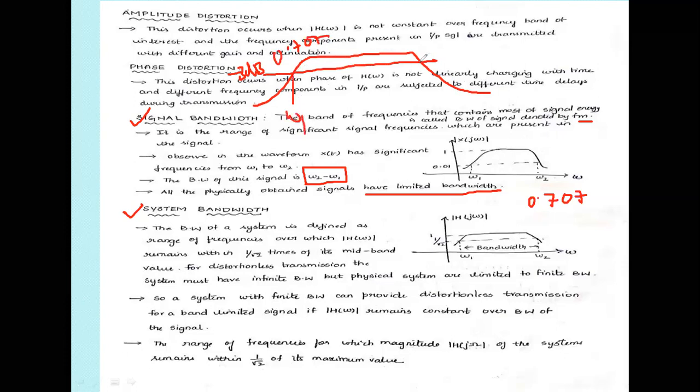Let me mark omega 1 and omega 2 here, the band of frequency within 1 by root 2 times the midband value. For distortionless transmission, the system must have infinite bandwidth, but physical systems are limited to finite bandwidth. The finite bandwidth is omega 2 minus omega 1. A system with finite bandwidth can provide distortionless transmission for a bandlimited signal if the magnitude of H of omega remains constant over the bandwidth of the signal. The system bandwidth is the range of frequencies for which the magnitude of H of j omega remains within 1 by root 2 of its maximum value.